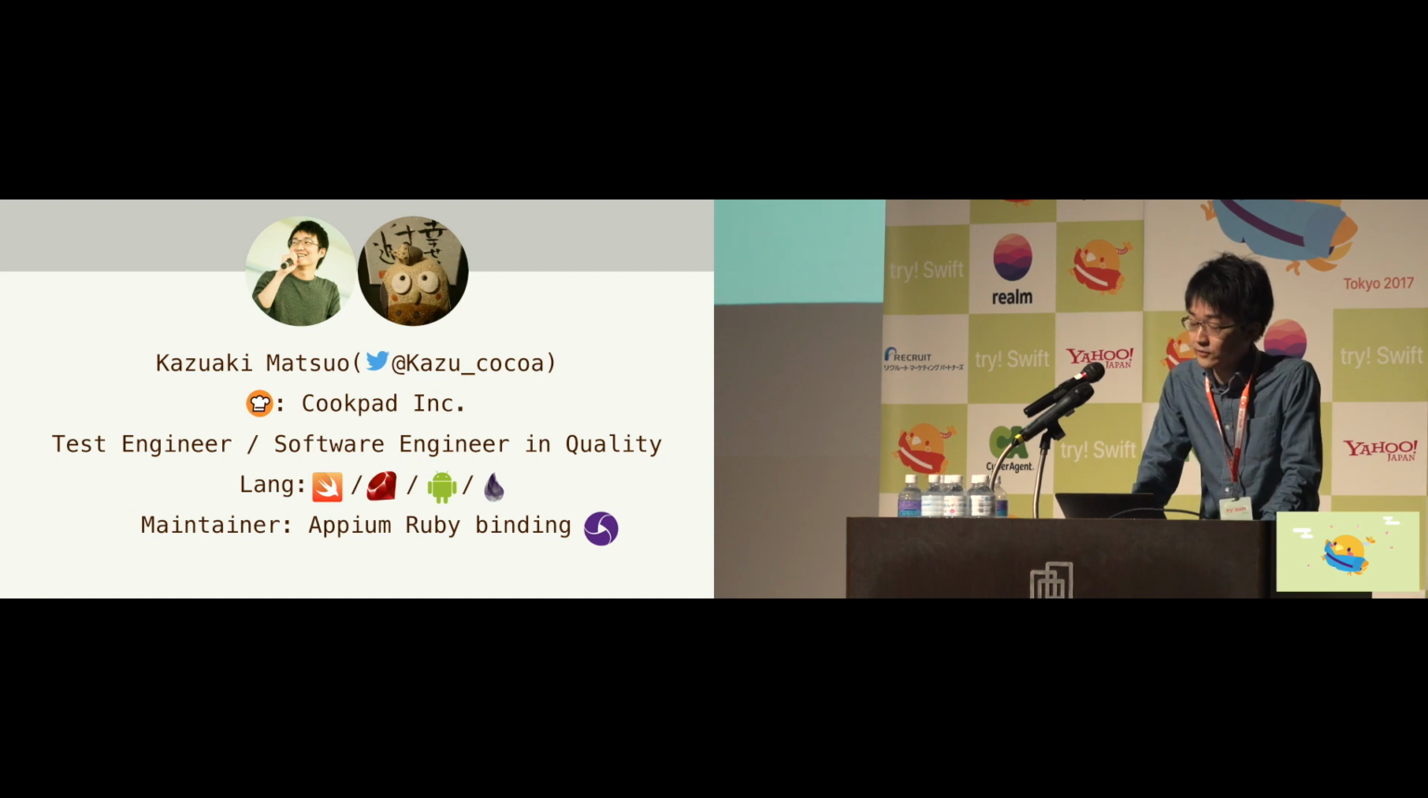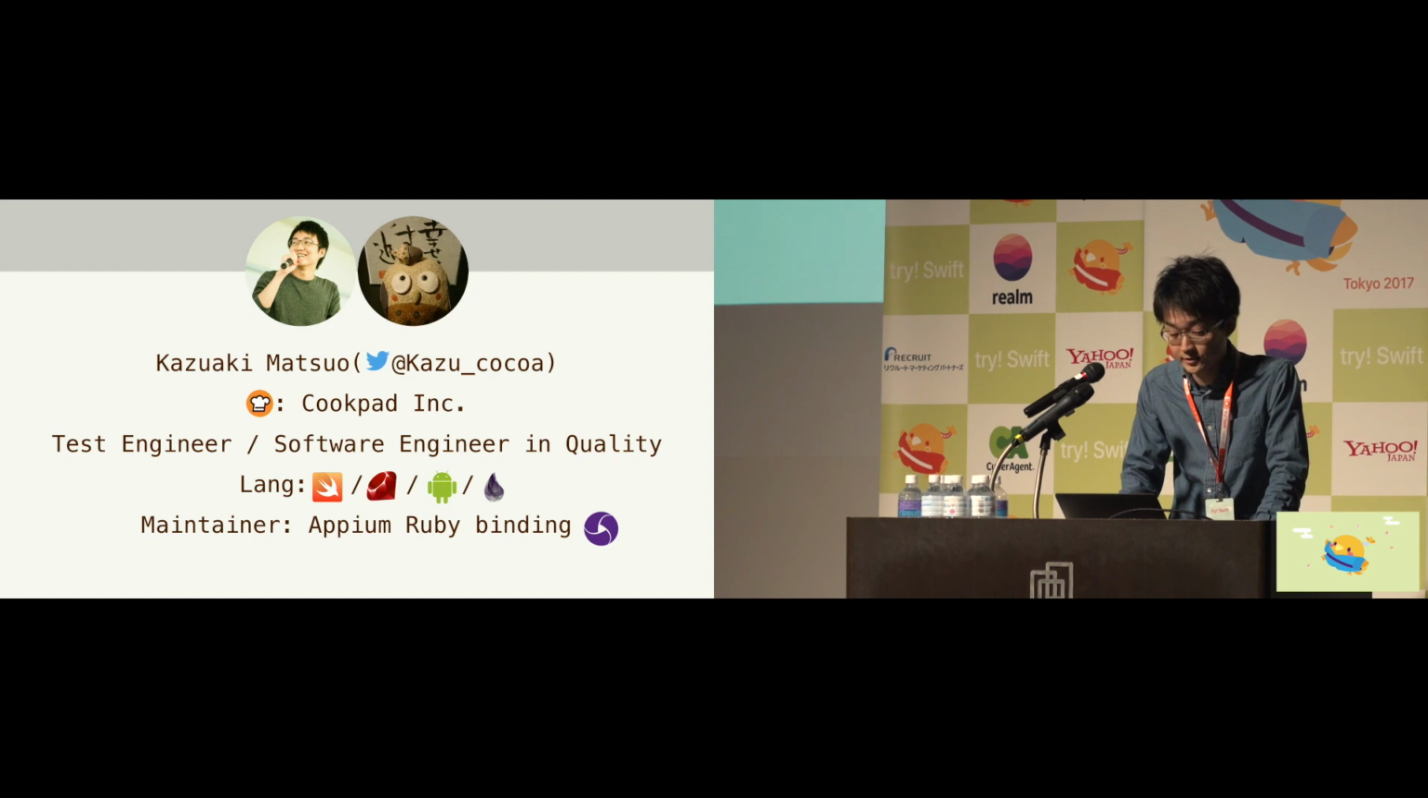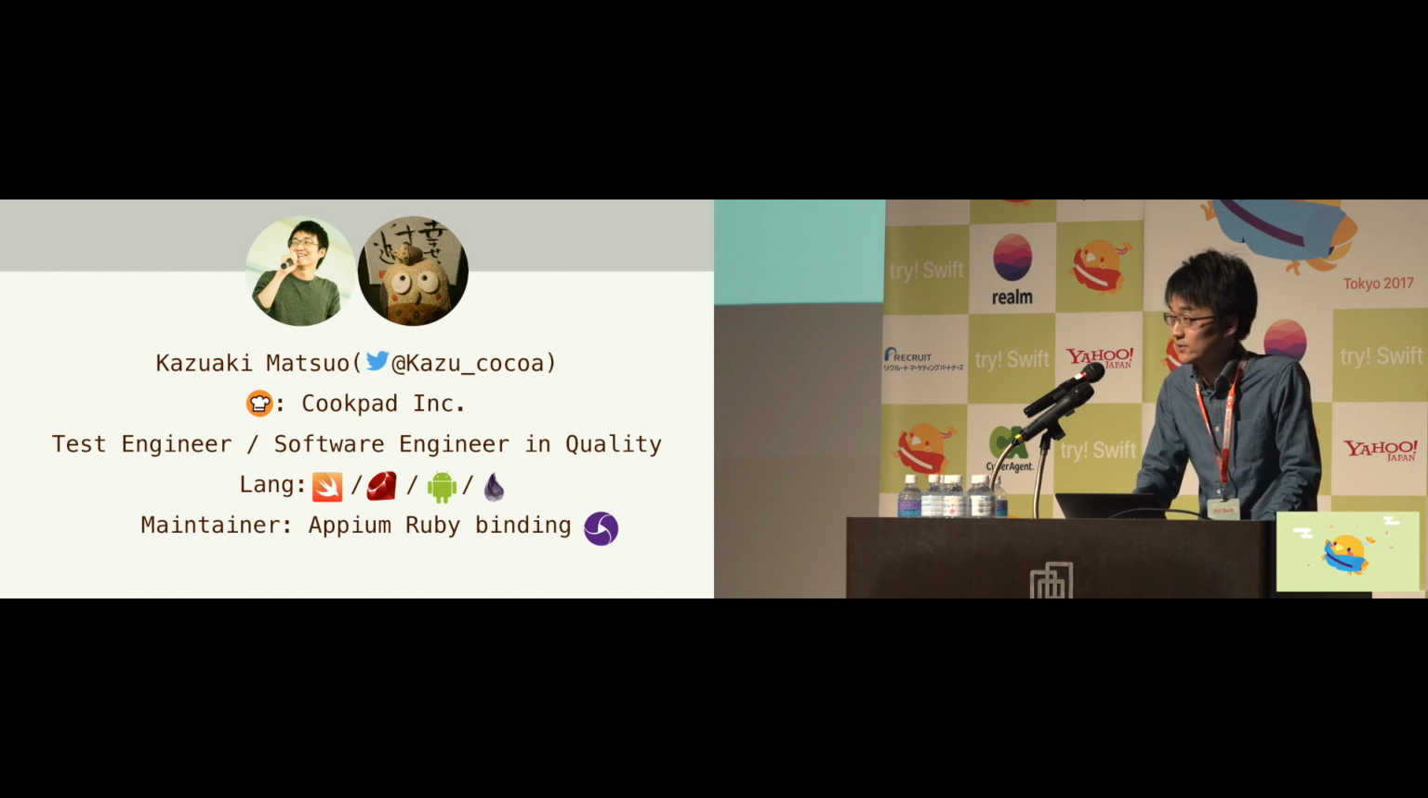At first, I will introduce myself. I'm Kazuaki Matsuo, working at Cookpad as a test engineer and software engineering quality. I've tried test automation for mobile and improving development processes, and some other roles to improve several qualities for our services. I develop with some languages in my work, such as Swift, Ruby, Java for Android, and Elixir. Recently, I'm maintaining Appium rebinding. Appium is one of the famous mobile test automation tools.